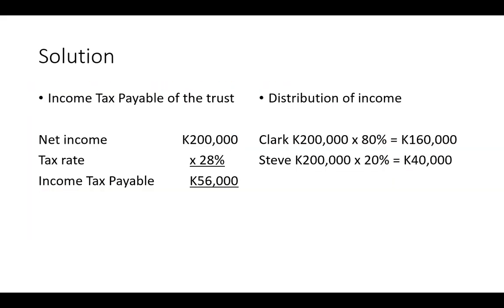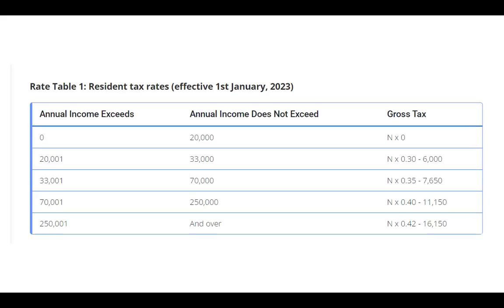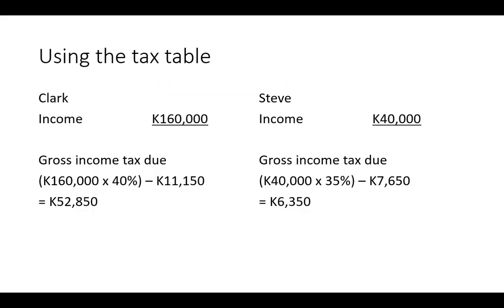Now, because these are individuals, we need to use the income tax table. Resident taxpayer will use the income tax table for individual taxpayer. So we have this bracket, and I'll go and show you the next one. So for 160, that will be included in the 40% bracket.